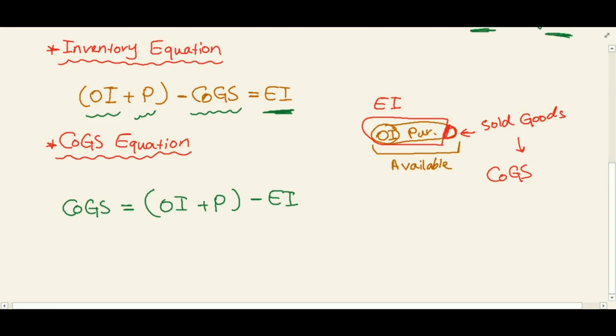So let's get some numbers here. Let's say we started with opening inventory of 5 goods of item X. Okay, this is the opening inventory. Then we made some purchases of 8 X. So in total we have 13 items of X available.